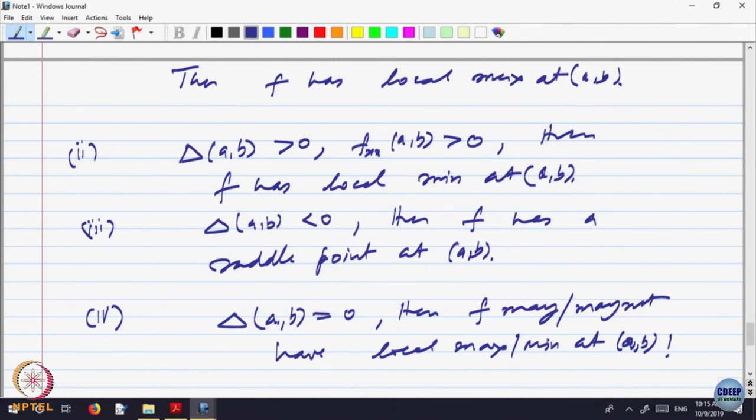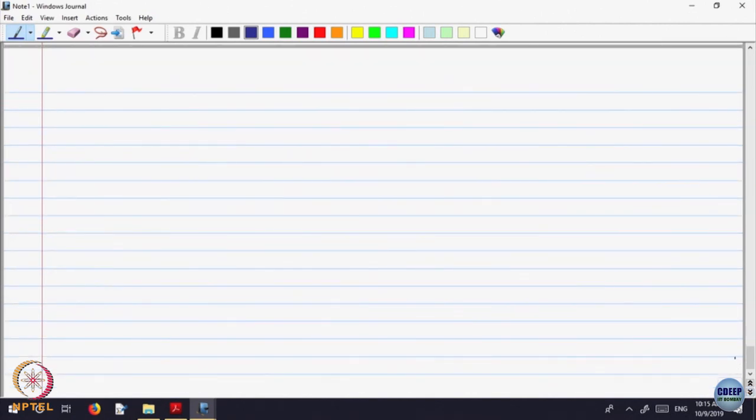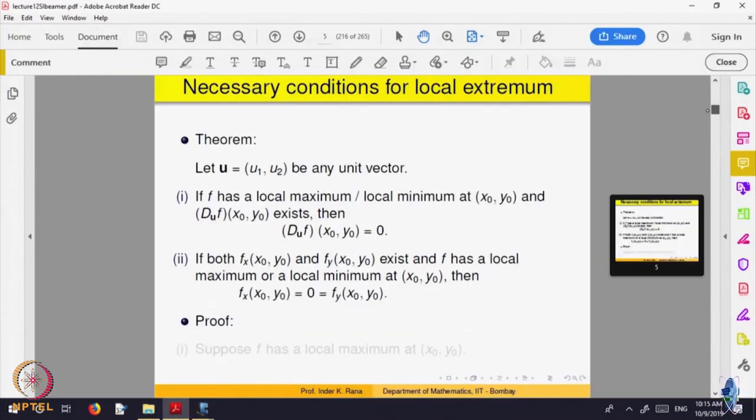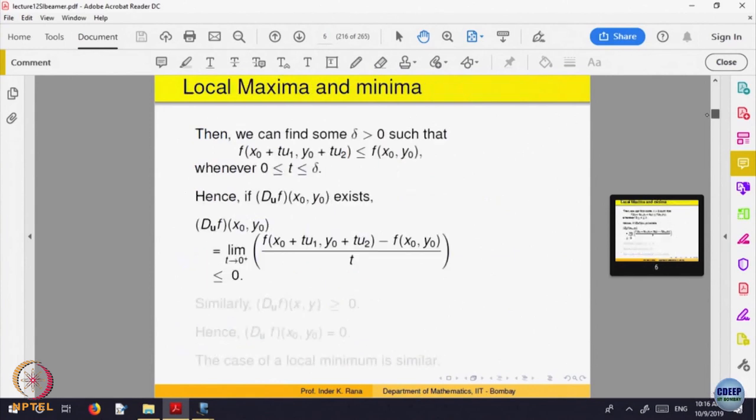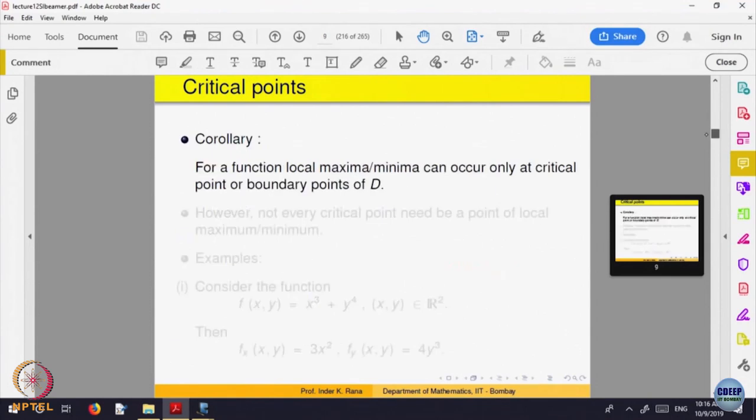It is like one variable: if the second derivative is equal to 0, then you cannot conclude that the function has a local maximum or a local minimum. You may have to go to the third derivative or some other method, right? So these are only sufficient conditions. Probably let us look at some examples to illustrate that, because that will involve some computation.